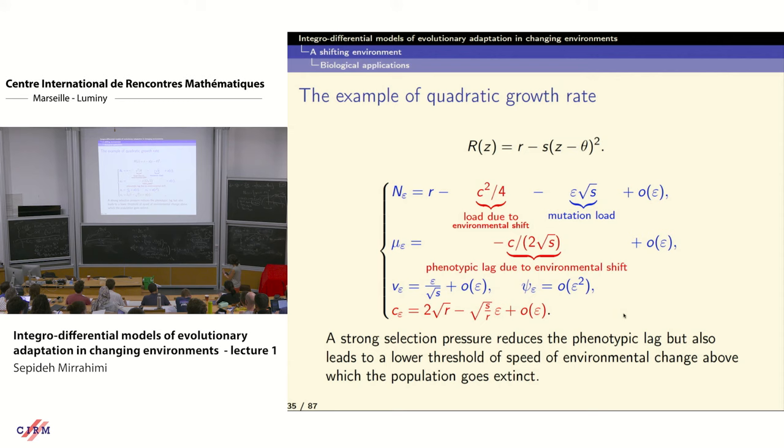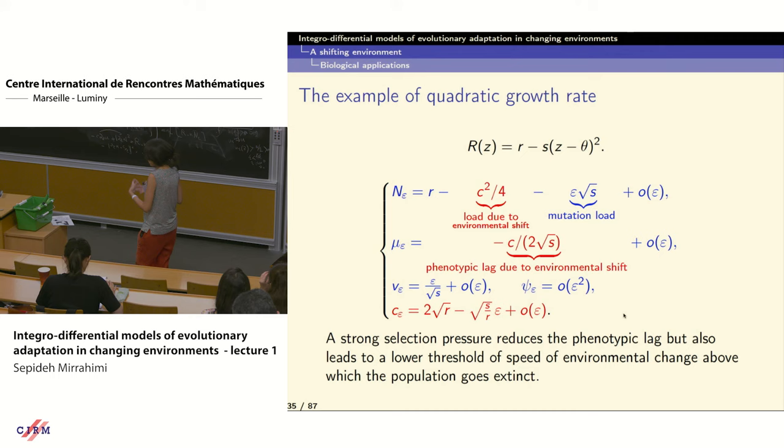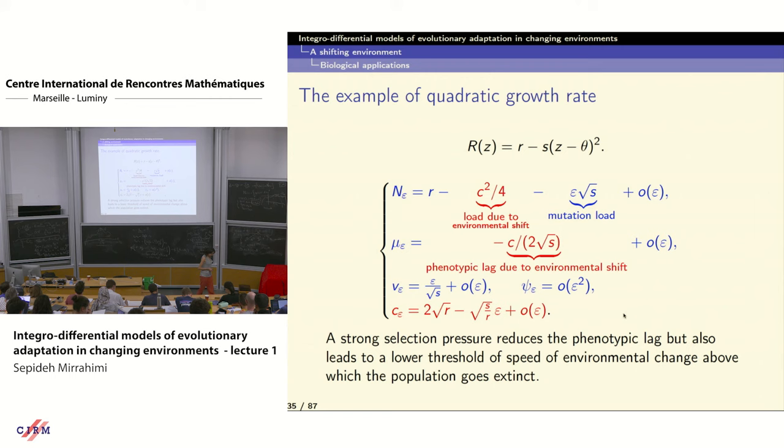Okay, so this is c squared over 4. This is a load which is due to the environmental shift. Because the environment is moving constantly, the population size is penalized because of that, and the quantity that is penalized is c squared over 4. Okay, and the phenotypic mean is given by this formula.